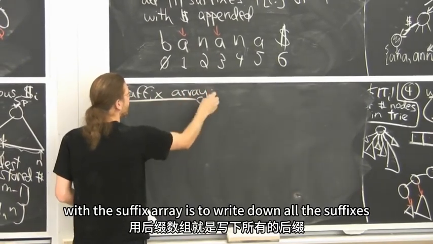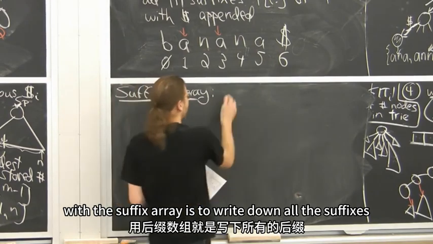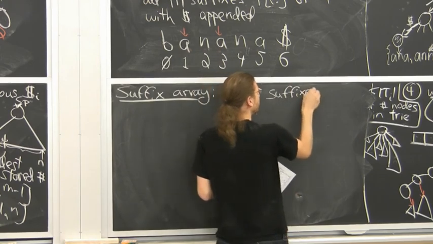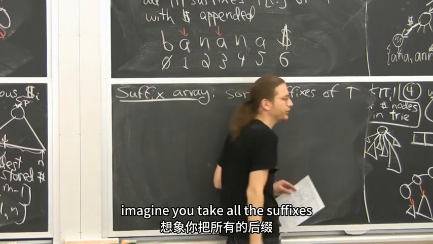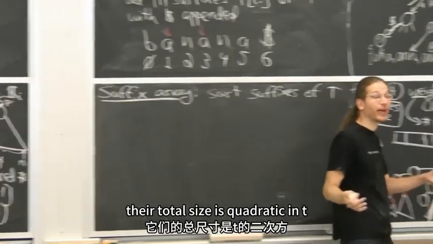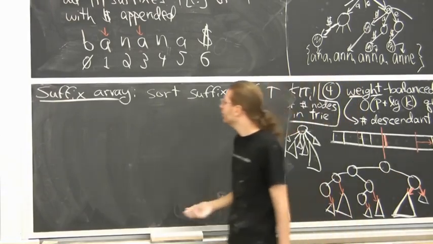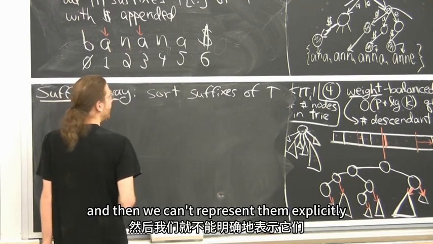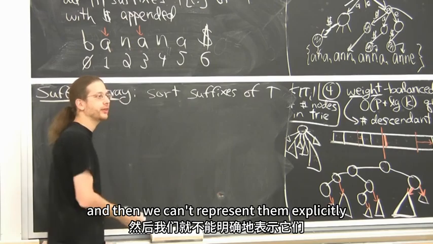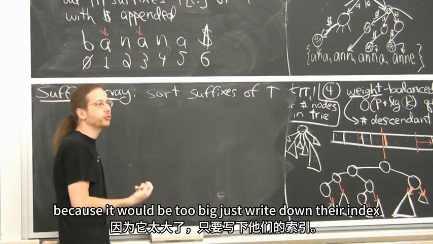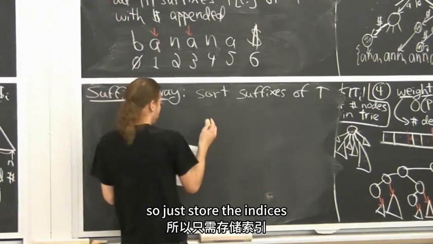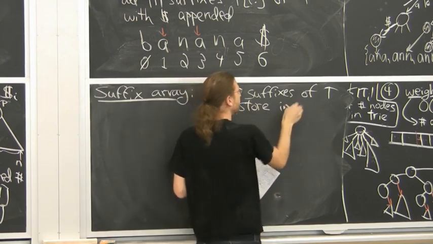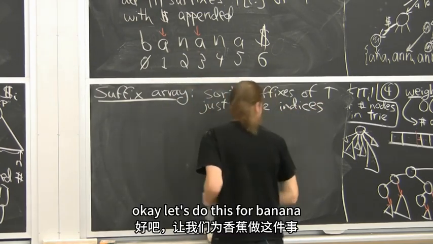The idea with the suffix array is to write down all the suffixes, sort them. This is conceptual. Imagine you take all these suffixes. Their total size is quadratic in T, so you'd never actually want to do this. But just imagine writing them down, sorting them lexically using our string sorting algorithm, say. And then we can't represent them explicitly because it would be too big. Just write down their index. So just store the indices.